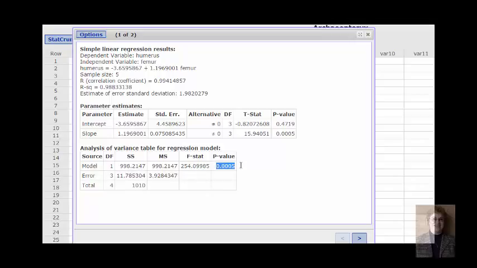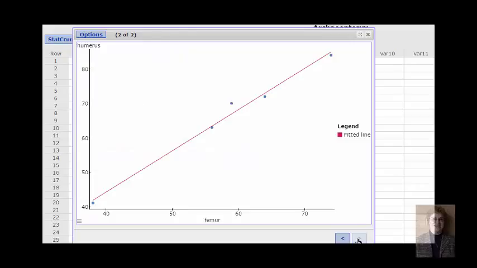My p-value is very small, so this is probably a statistically significant correlation. Another thing I want to point out is if we square 0.994, we get 0.988, and so what this says is that almost 99% of the variation in the arm bone is due to its relationship with the length of the leg bone. And again, we can look at the scatter plot and you can see these are very close to being linear.